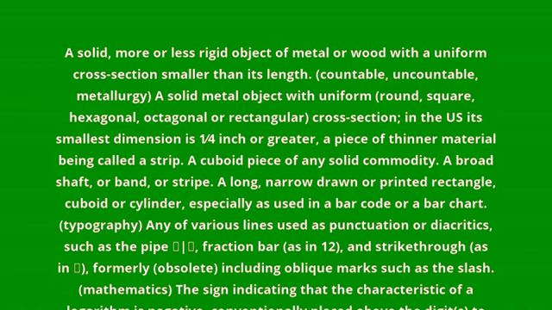Bar. A solid, more or less rigid object of metal or wood with a uniform cross-section smaller than its length. Countable, uncountable, metallurgy: a solid metal object with uniform round, square, hexagonal, octagonal or rectangular cross-section. In the US its smallest dimension is 1/4 inch or greater, a piece of thinner material being called a strip.